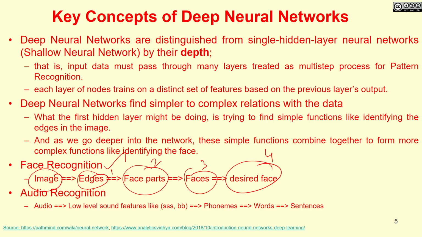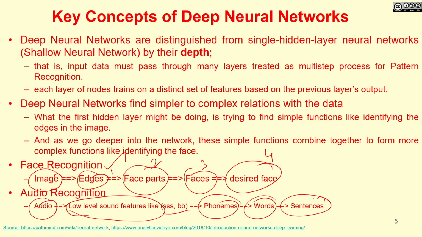Likewise, when you give any audio as an input, first what does it do? It will do the extraction of low level sound features like the triple S as well as double B, identification of the phonemes, identification of the words, as well as the final identification of the sentence. So, this may be the group of layer 1 and this may be the group of layer 2, layer 3 and the final layer 4. So, this is what the deep neural network is all about.